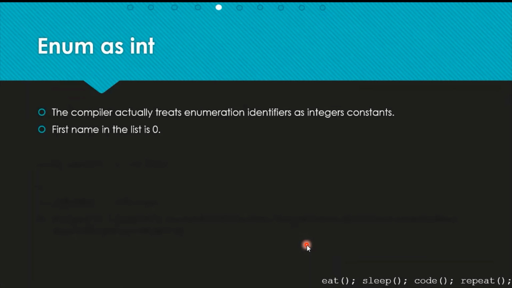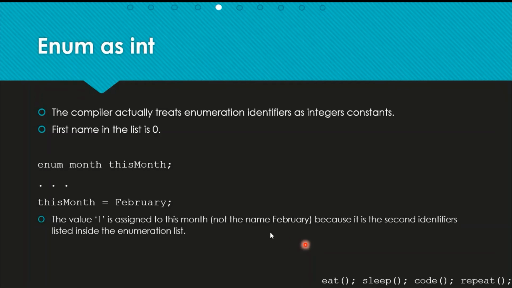Okay, starting from 0 to 1, 2, 3 and so on. Let's take an example as if we have enum month. This month we have created for the another example which we took. Then we have this month equals to February. This is accepted. Why? Because February is inside the list.